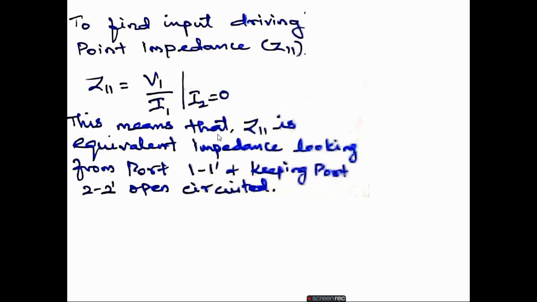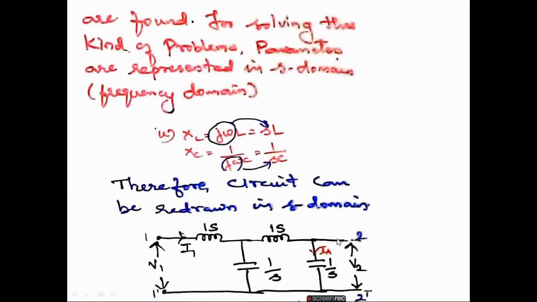This means finding the impedance looking at port 1, keeping port 2 open circuit. The total impedance looking from port 1 is your driving point impedance. So Z11 is the equivalent impedance looking from port 1 with port 2 open circuit. For our case, if we open circuit port 2, this part will not come into the picture.